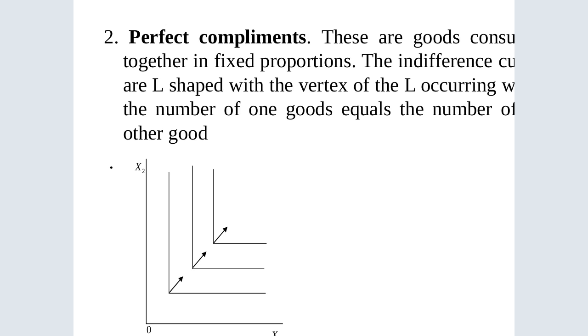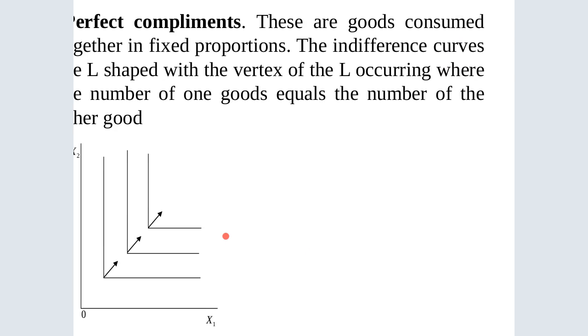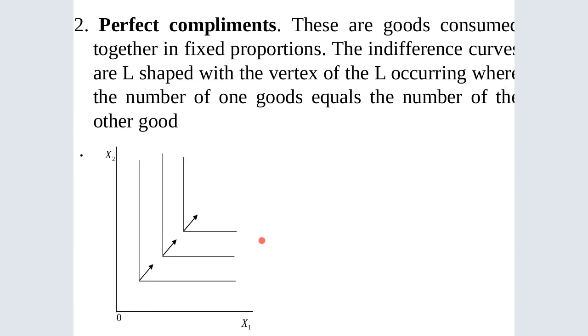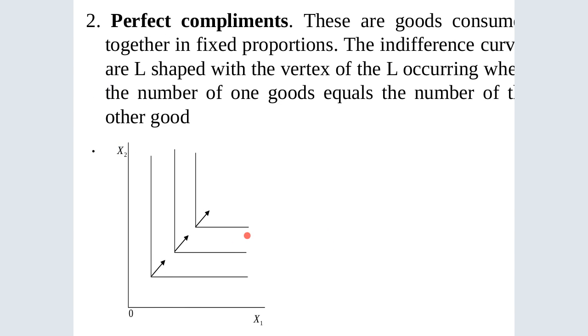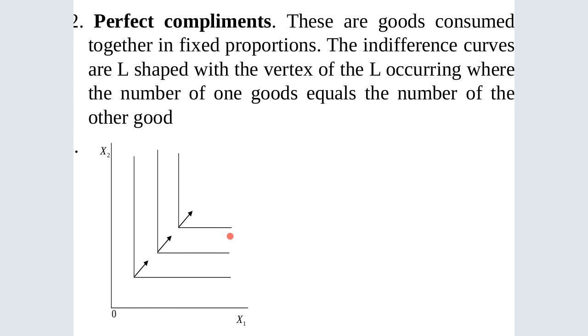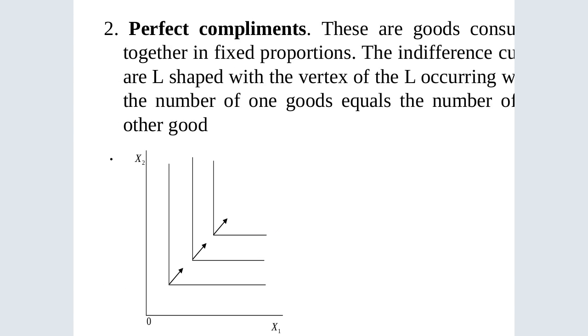Then the second shape of indifference curves is that of perfect complements. Perfect complements are goods that are consumed together in fixed proportions. That is what we refer to as perfect complements. Now the indifference curves for perfect complements are simply L-shaped. They are L-shaped. And the vertex of the L occurs where?